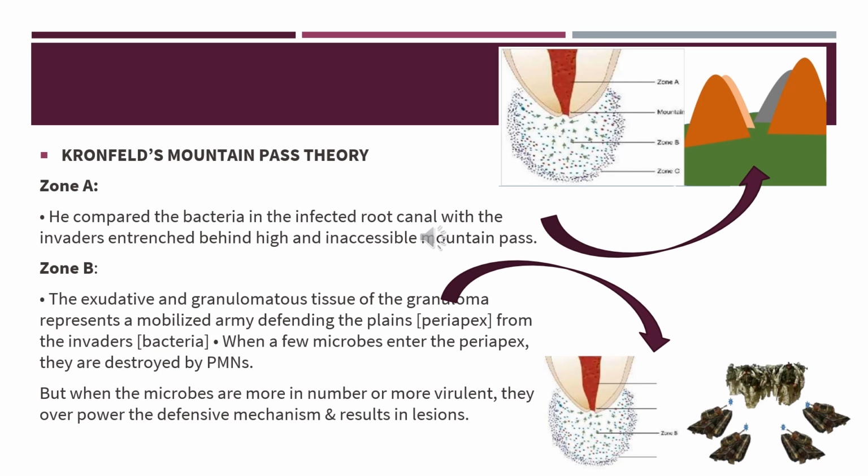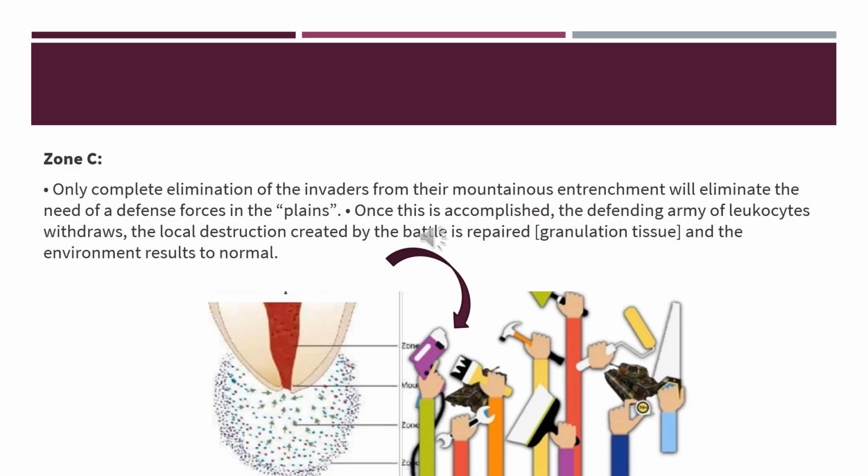When a few microbes enter the periapex, they are destroyed by polymorphonuclears. But when the microbes are more in number or more virulent, they overpower the defensive mechanism and result in lesions. In Zone C, complete elimination of the invaders from their mountainous entrenchment will eliminate the need of defense forces in the plains. Once this is accomplished, the defending army of leukocytes withdraws. The local destruction created by the battle is repaired by granulation tissue and the environment returns to normal.